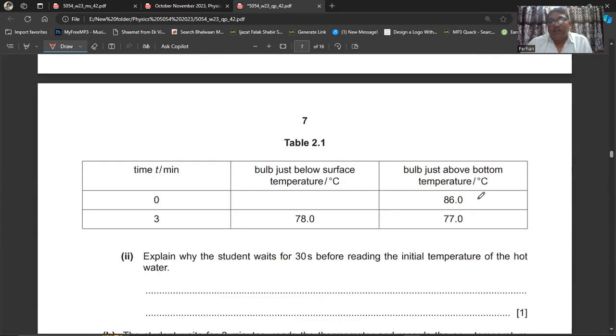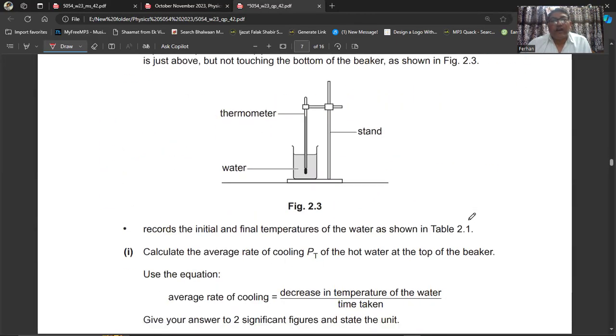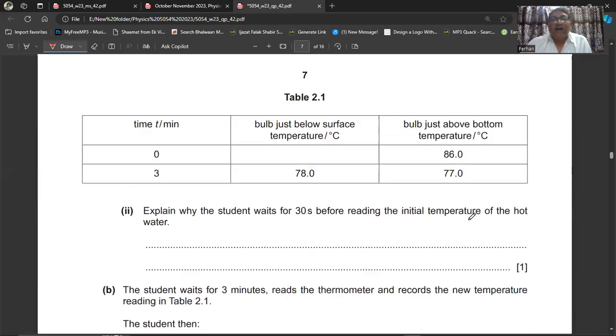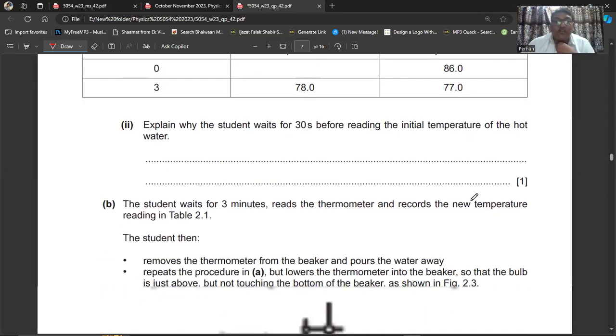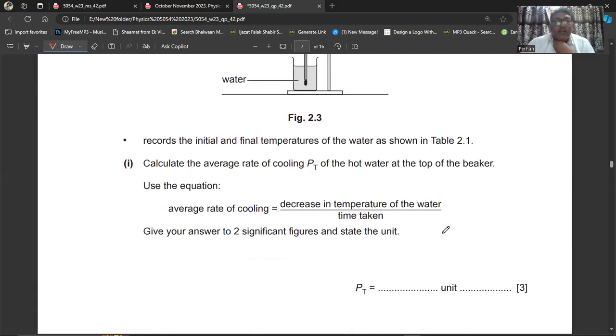So at the bottom, the initial temperature is 86.0 and the final temperature is 77.0. After 3 minutes, at the bottom of the water, the initial temperature is 86.0 degrees centigrade. After 3 minutes, the temperature is 77.0 degrees centigrade.